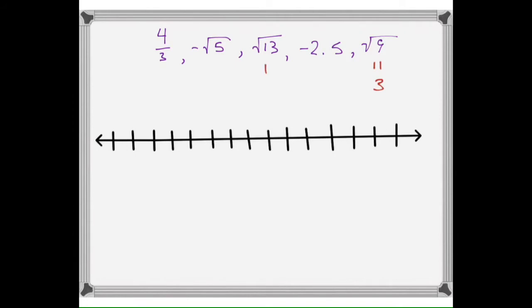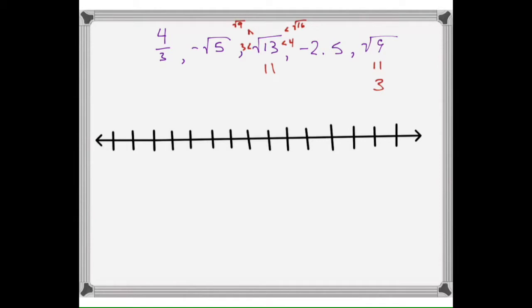What's radical 13 approximately? Let's see. 13 is between two perfect squares. What perfect squares is it between? It's got to be between radical 9 and radical 16, which means radical 13 is somewhere between 3 and 4. And which number is it closer to? 4, because 13 is closer to 16. Okay? So that's going to help me place it.